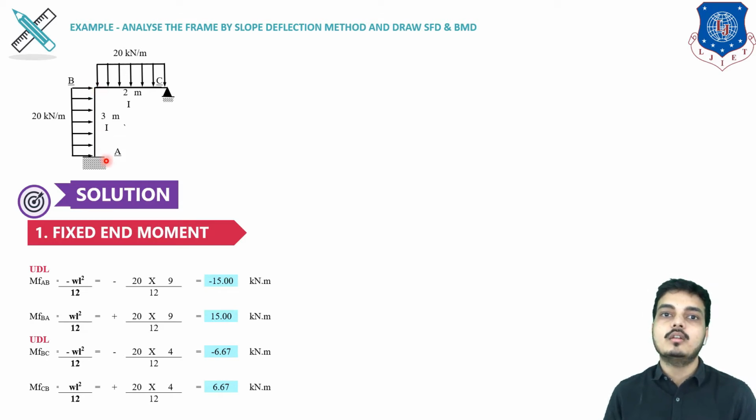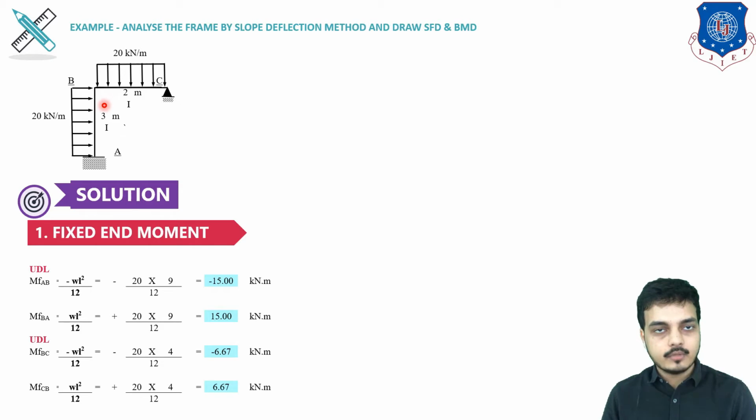How many unknowns are there? A is a fixed support, so there will be no unknown; unknown will be 0. B support is a simple support, so we have to consider it as a pin joint. Pin joint means simply supported, so theta B is unknown, and C is a simple support, so theta C will be unknown. So theta A will be 0, theta B will be unknown, and theta C will be unknown.